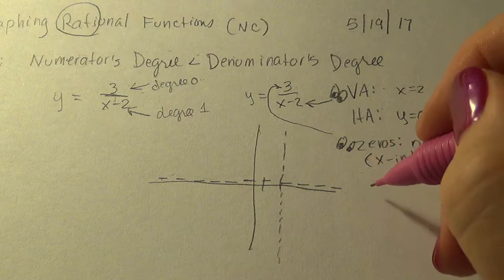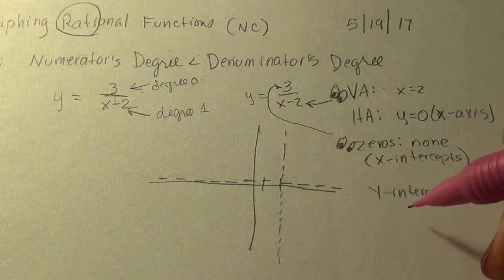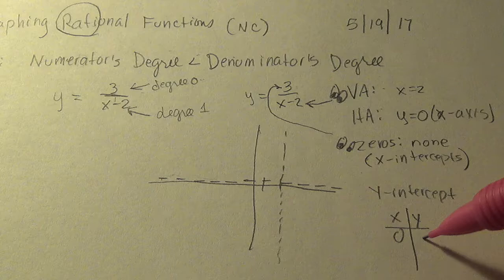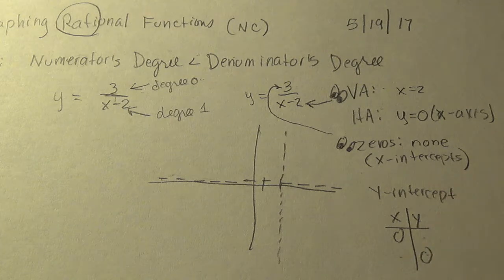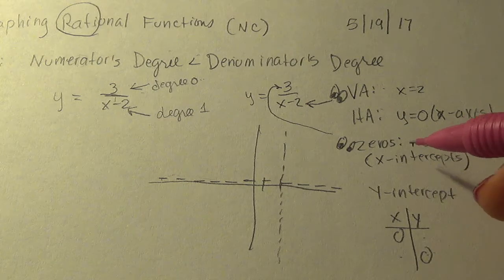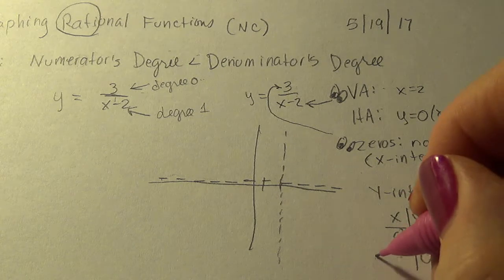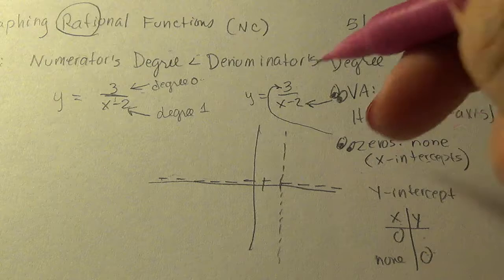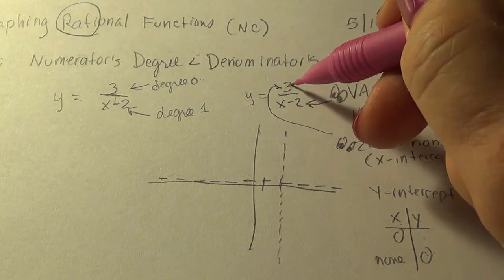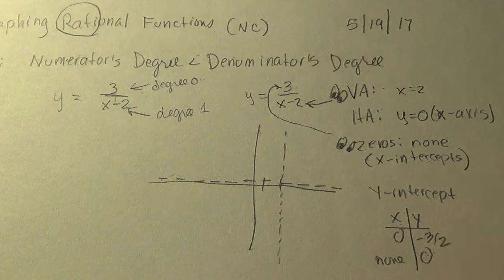Does it have a y-intercept? Another way of thinking of this is a T-chart. 0 for x, what is y? 0 for y, what is x? We just took care of when y is 0, which gives the x-intercepts, and we found there were none. But if we zero out x, we get y equals 3 over 0 minus 2, which is minus 3 halves.